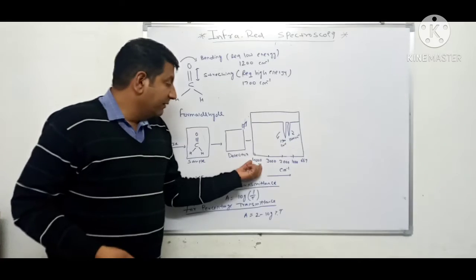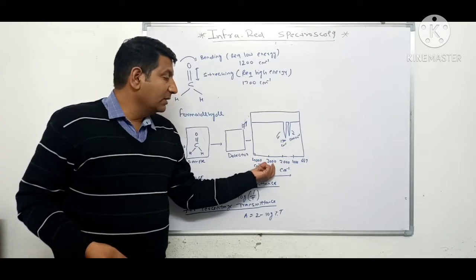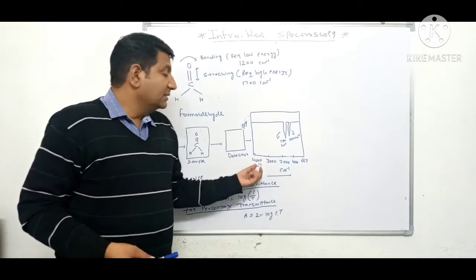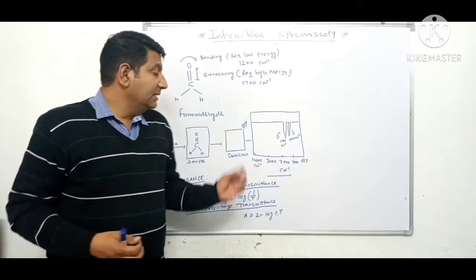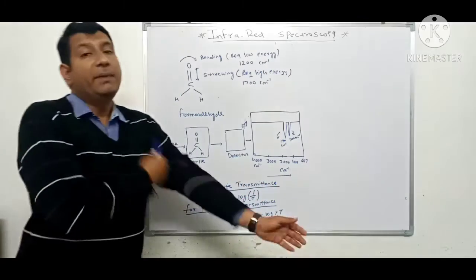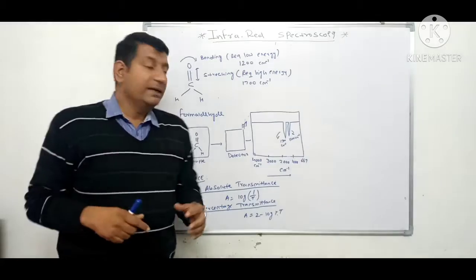So this wave number ranges from 4000, 3000, 2000, 1000 and 670 centimeter inverse, that is the mid IR region. Mid IR region is the major part, that is the actual IR region, where the majority of compounds absorb IR radiation.